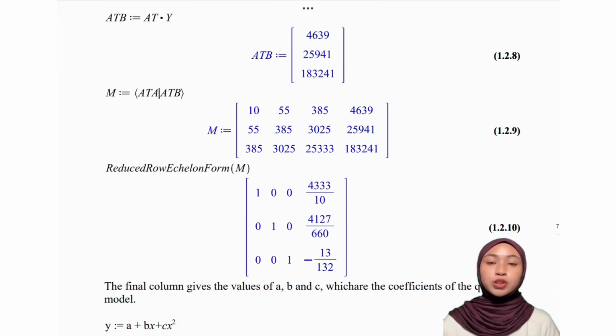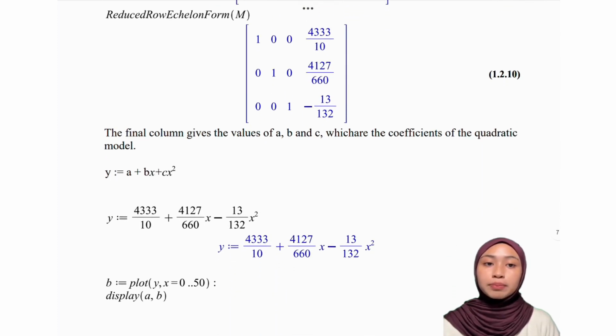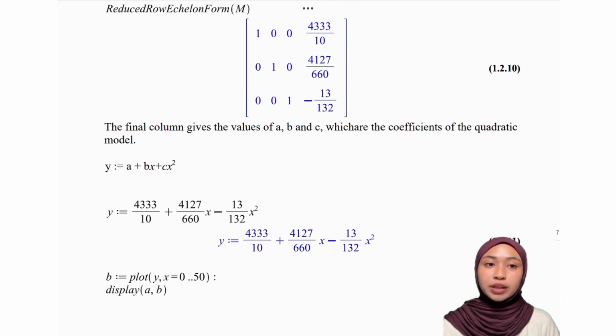To perform Gauss-Jordan elimination, we multiplied A transpose by our target vector, which is y, to find our right-hand side vector, which is A transpose y. We combine this into a new augmented matrix, which is A transpose A and A transpose b, and apply Gauss-Jordan elimination via the ReducedRowEchelonForm command.